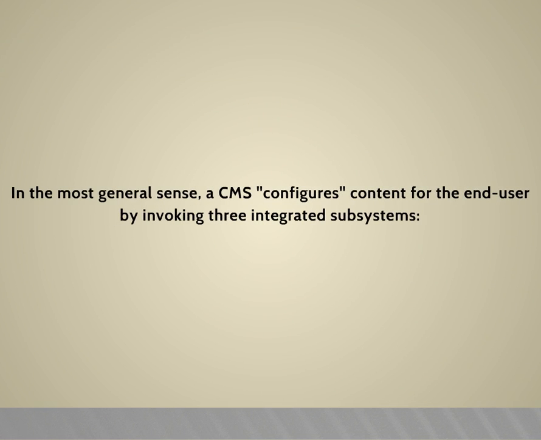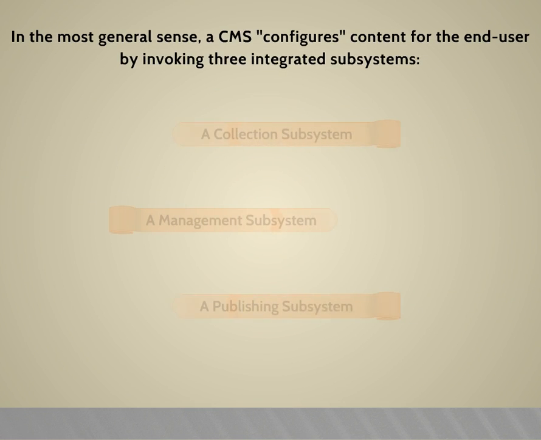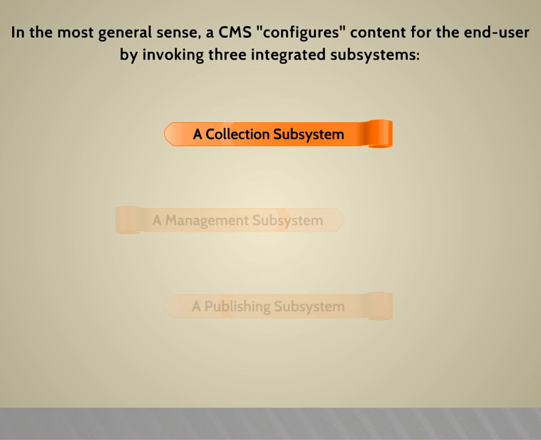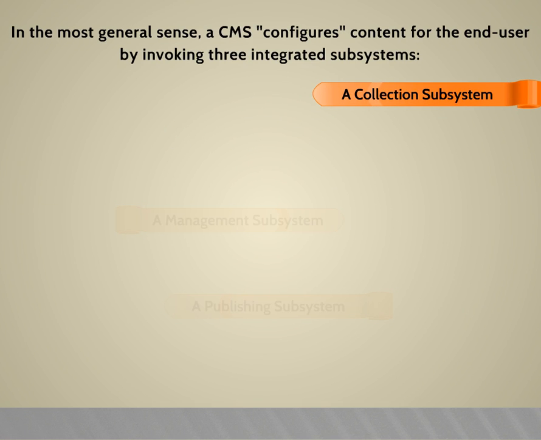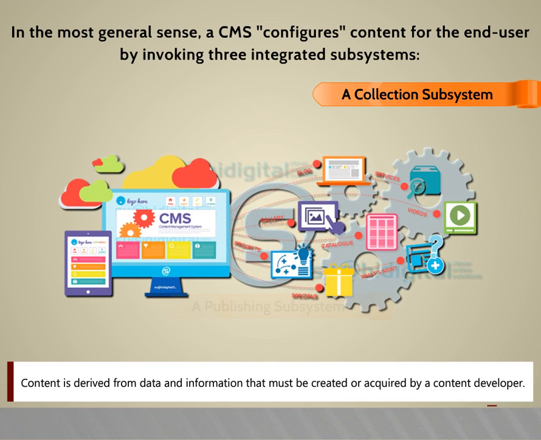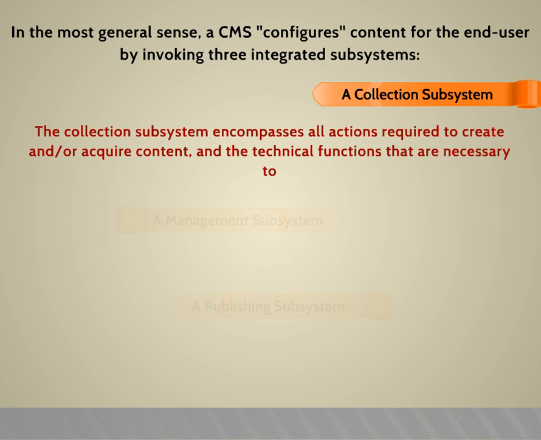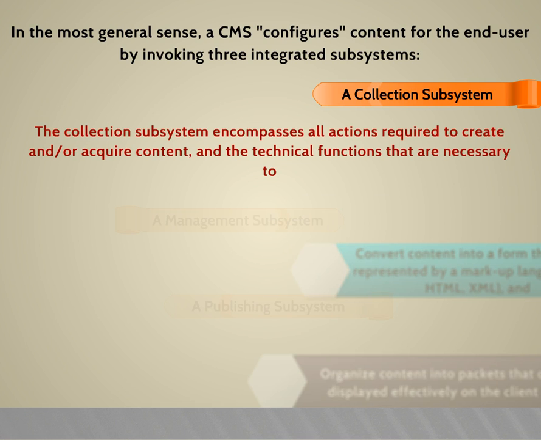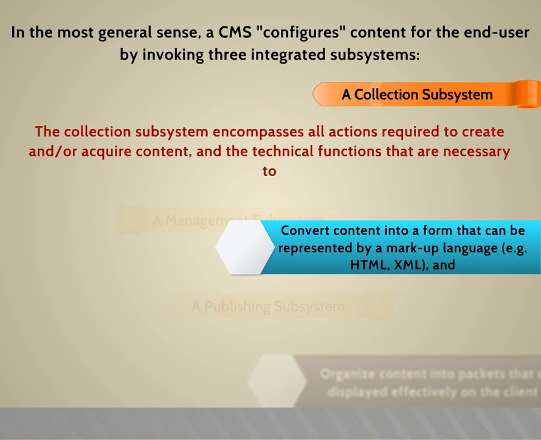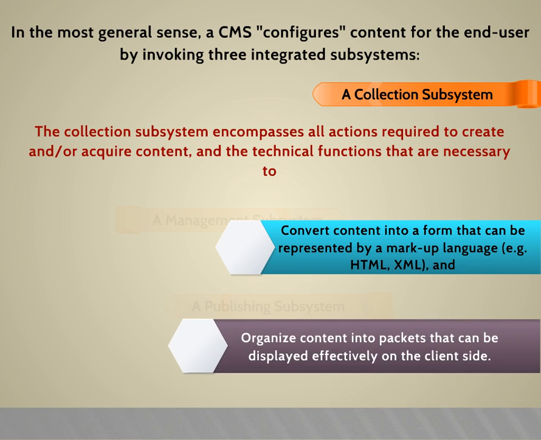In the most general sense, a CMS configures content for the end user by invoking three integrated subsystems: a collection subsystem, a management subsystem, and a publishing subsystem. The collection subsystem. Content is derived from data and information that must be created or acquired by a content developer. The collection subsystem encompasses all actions required to create and or acquire content and the technical functions that are necessary to convert content into a form that can be represented by a markup language, for example HTML, XML, and organize content into packets that can be displayed effectively on the client side.